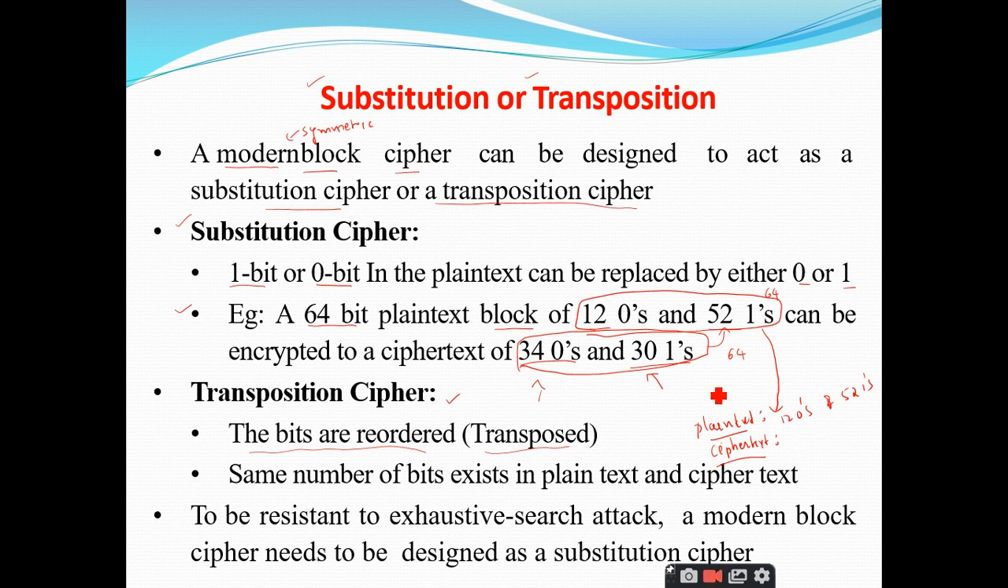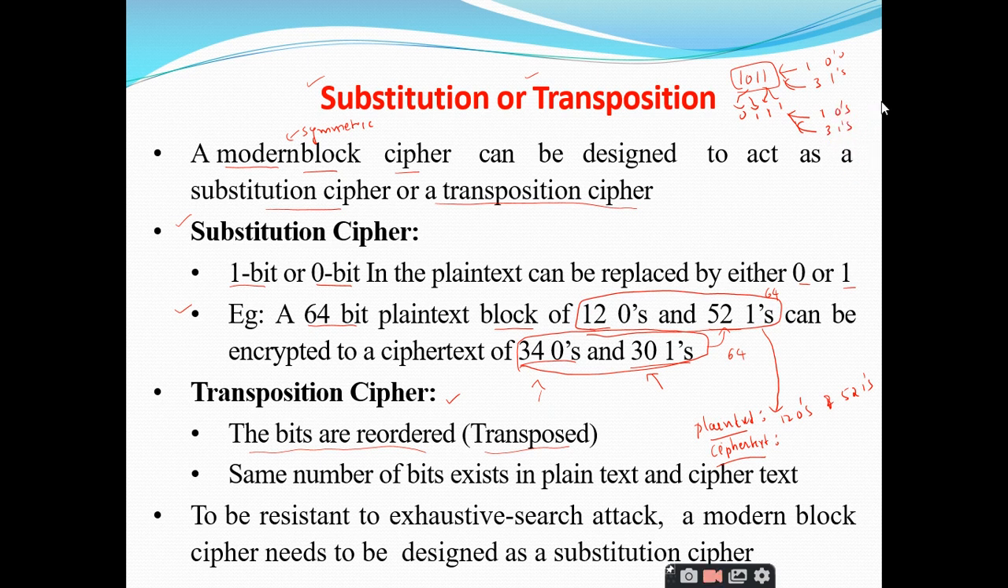Yes, transposition means the value of those bits remains the same, but they are going to change their position. For example, I have 1011. So 0 may come first and 1 may go here and this one may come here, right? So how many zeros are there in this text? One 0. How many ones are there? Three ones. Am I right or not? After applying the transposition, how many zeros are there? One, sir. How many ones are there? Three ones.